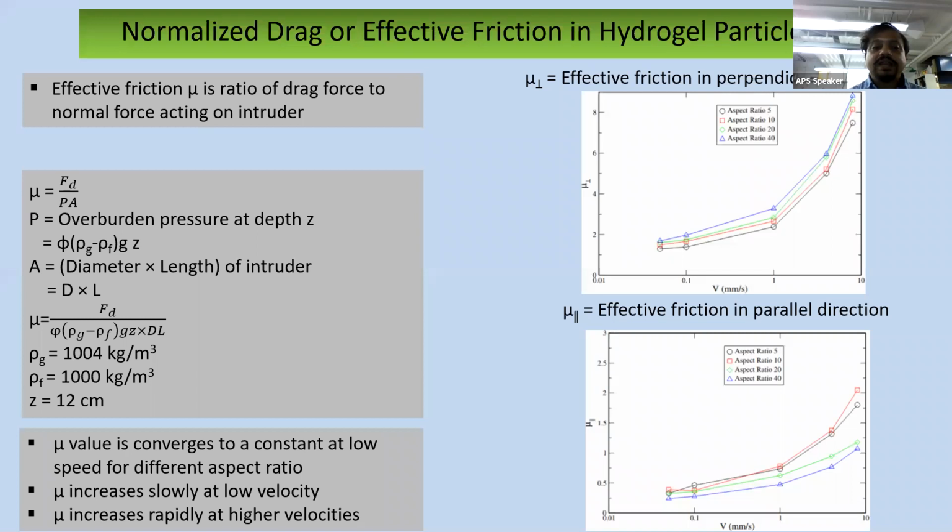So we found that this effective friction converges to a constant value at low velocity, and then it starts increasing slowly in the lower velocity regime, and then it increases rapidly at higher velocity. This was found both for perpendicular and parallel drag.